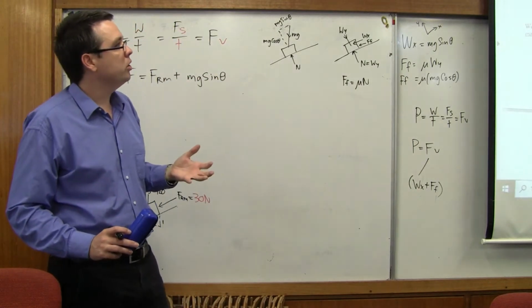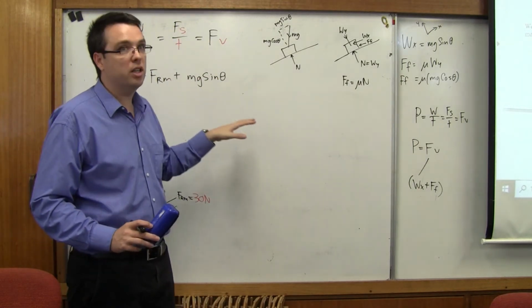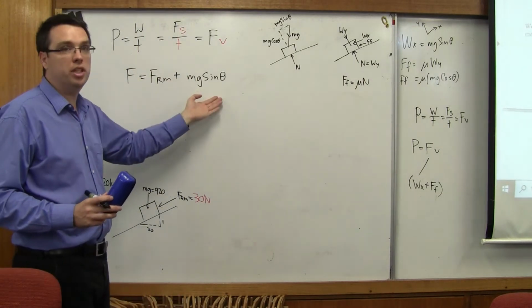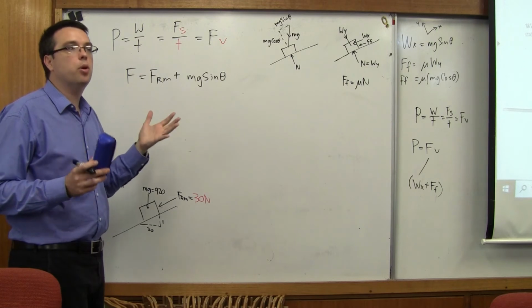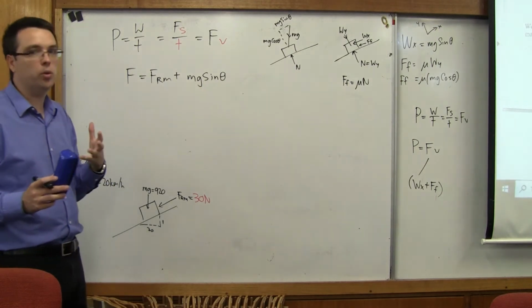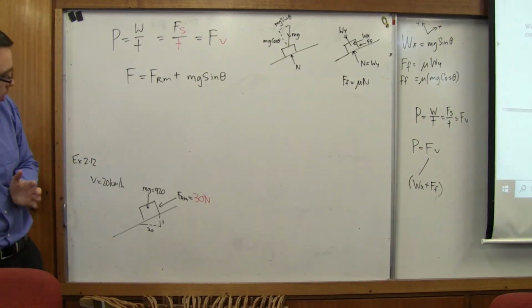Now, there's different ways you can do this. A lot of people, if you want to use mg sine theta, then you're going to have to use trigonometry to figure out what theta is. And that's fine, that's an approach you can do. And I'm still going to use this terminology, mg sine theta, because it's the most accurate. But there is another way we can approach this.